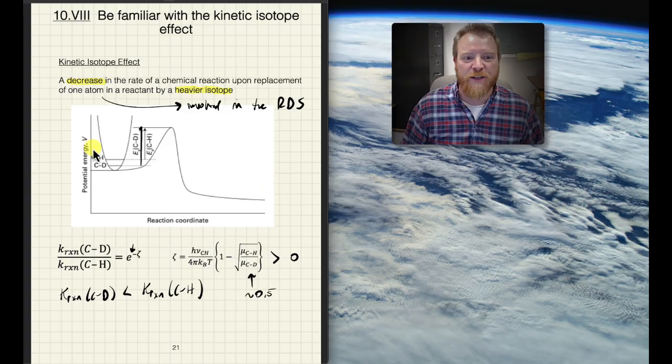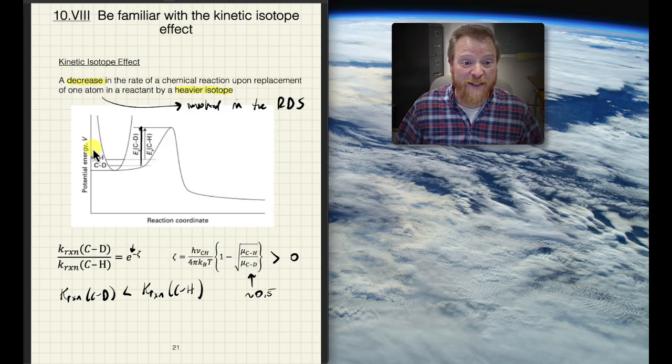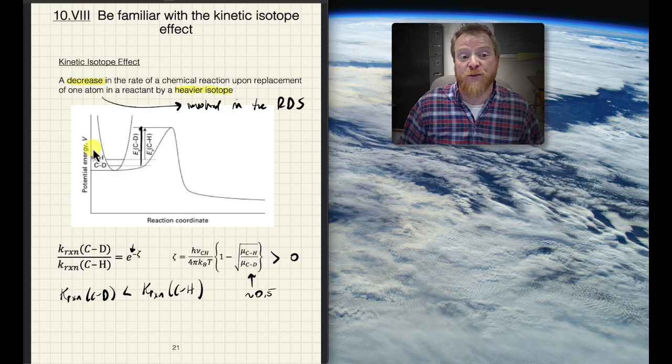If that portion of the molecule is not involved in the rate determining step, then we won't see it change the rate constant. And that's also a positive result for doing isotope replacement.